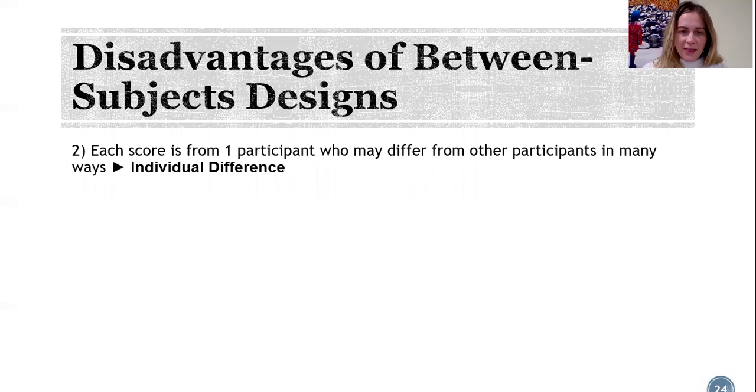Let's talk about some of the other disadvantages. So with the between subjects design, different people are assigned to our different groups. So if you're assigned to one group, you're not going to receive the other group. And this means that each score is from a participant who may differ from other participants in lots of different ways. We call this individual differences. Individual differences are super interesting. They're what make us unique. That's what makes me different than my sister or than my kids or you, right?